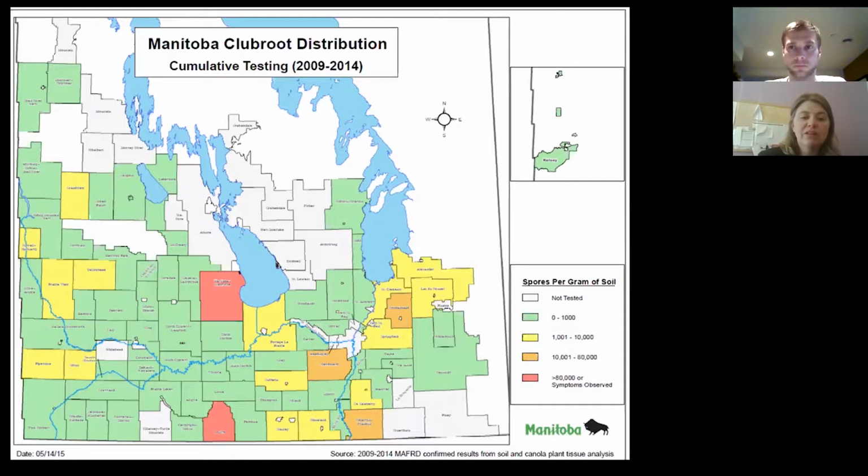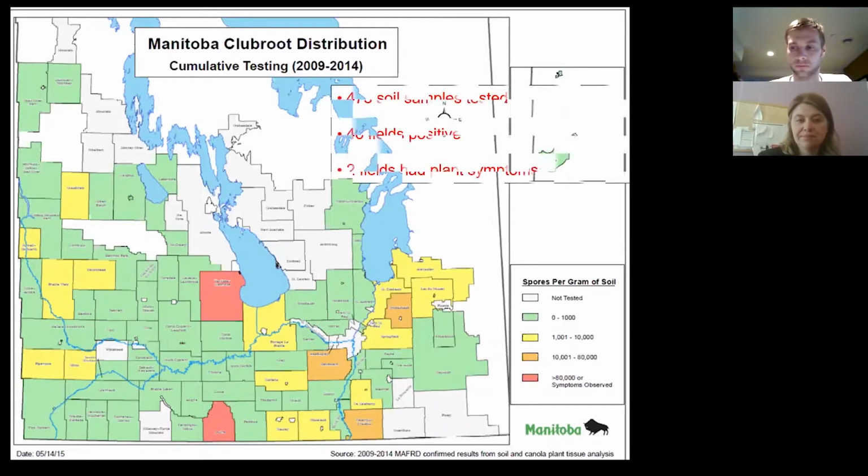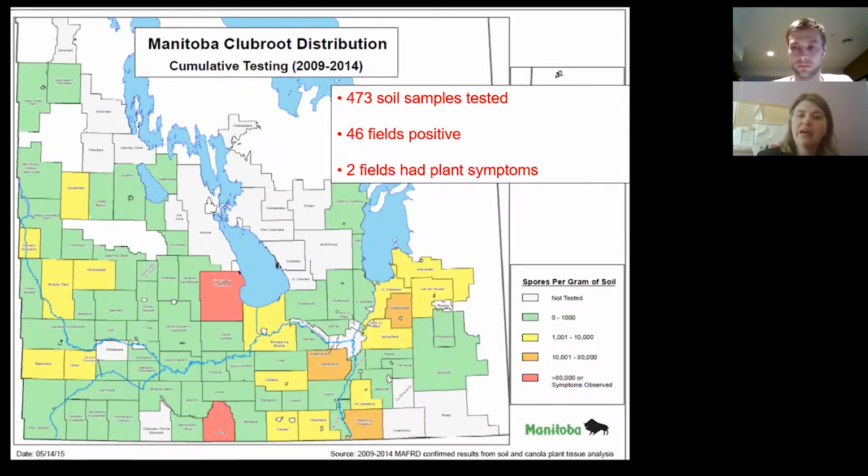So very, very low levels up till 2014, not very many fields where we did find those symptoms. At this point in time, 2014, we had tested 473 fields. We had 46 fields that were positive, as I said, very low levels, and 2 fields that had the plant symptoms.